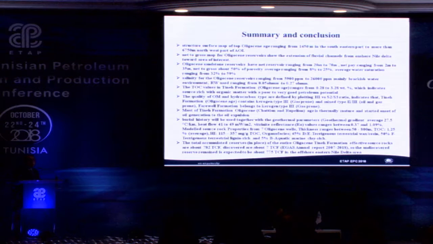Salinity of Oligocene in the area ranging from 5,900 ppm to 26,000 ppm, mainly brackish water, and the Rw used in petrophysical evaluation from 0.05 to 0.27. The TOC value in Tineh formation, Oligocene age, ranging from 0.28 to 3.28%, which indicates poor to good potential. The quality of organic matter showing that we have gas prone type 3 and mixed type 2 and type 3.